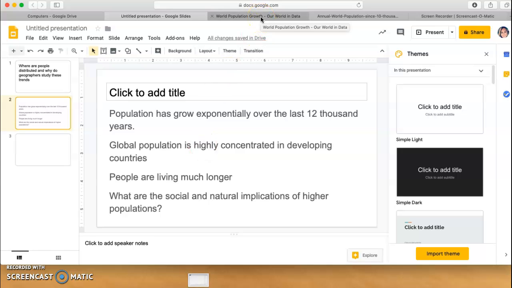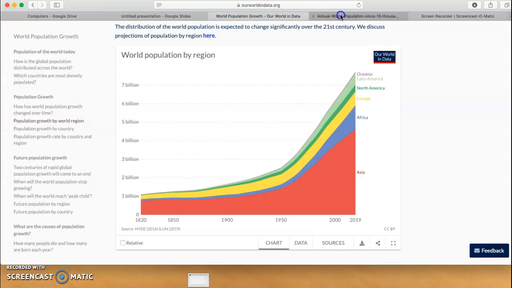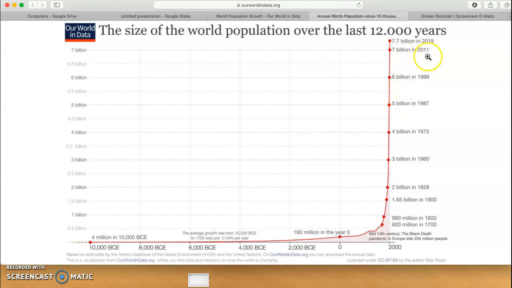So the study of geography is demography in terms of population. The scientific study of population characteristics is demography. So the demographics of people. This is important. So what I want to show you, first of all, is the first key point that I'm making: the size of the world population over the last 12,000 years.